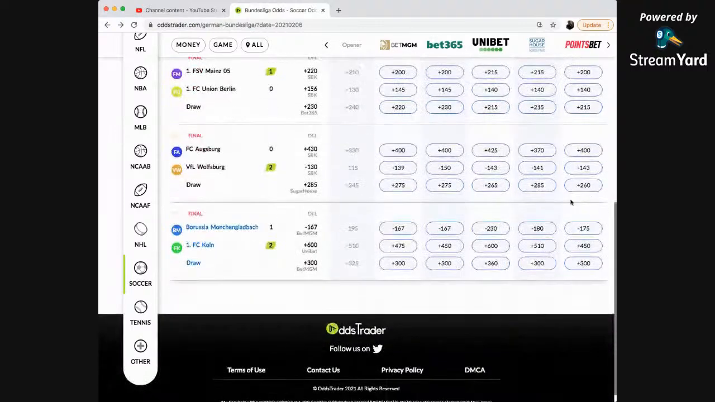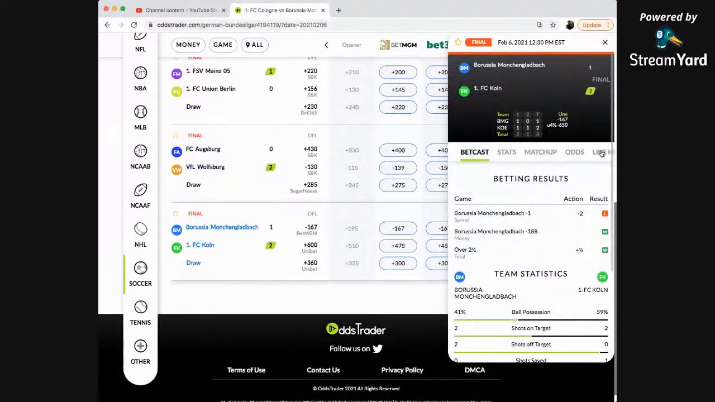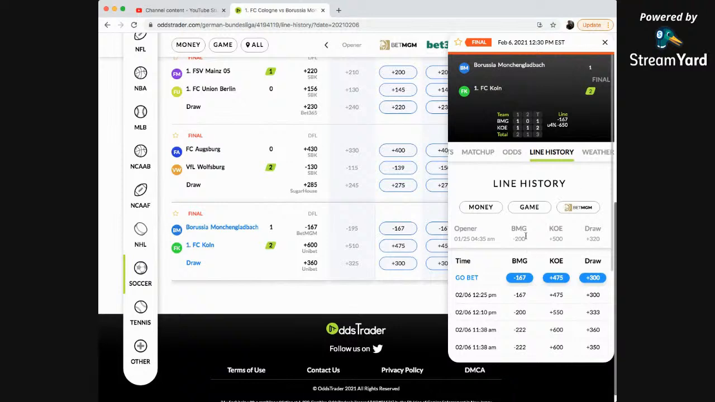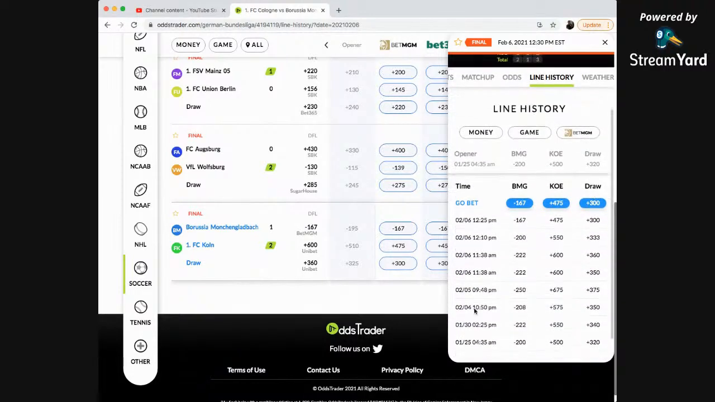So let's go to this next one here. All right, line history here. So this line goes from minus 200 down to 167. So we can't eliminate this line. That means the books were getting money at 200, a significant amount of money or sharp money, so they moved the line. Well, I take that back. We can eliminate this line. So this was at minus 200. Now it's moved down to 167. So they were making this more attractive because they were getting money on the other two sides. So they needed to make this line more attractive. So we can eliminate this line here.